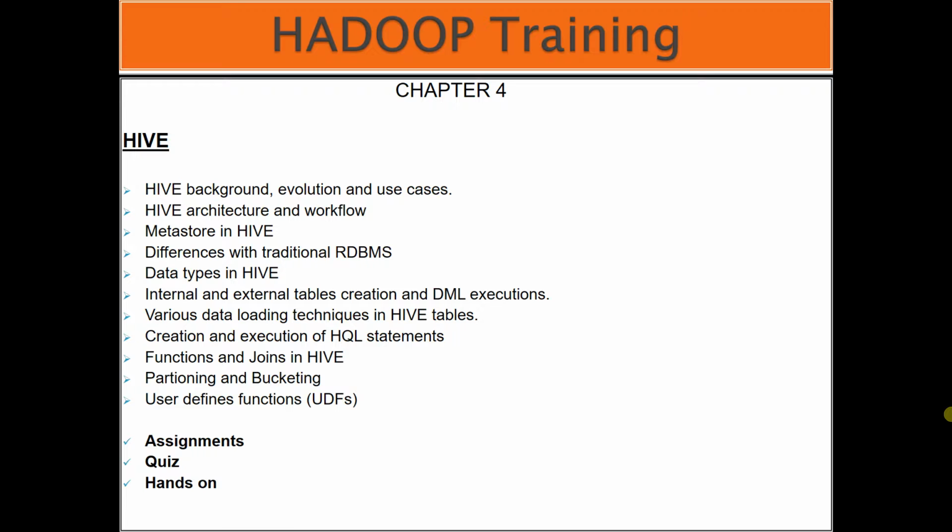So we'll start with the Hive background, evolution of it, and the use cases. We'll go with the Hive architecture, what are the different components, how it flows, what are the different types of metastore in Hive, how it stores the metadata, differences with our traditional RDBMS, how the Hive database is different than our traditional relational database. Different data types in Hive.